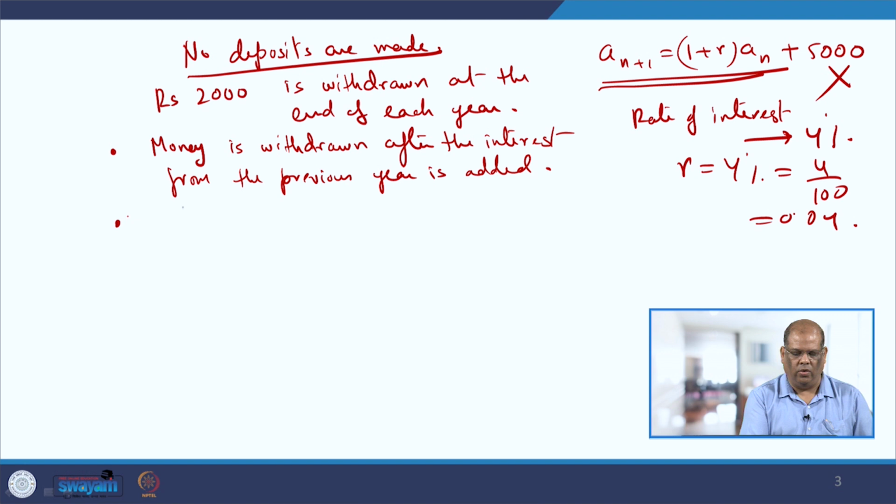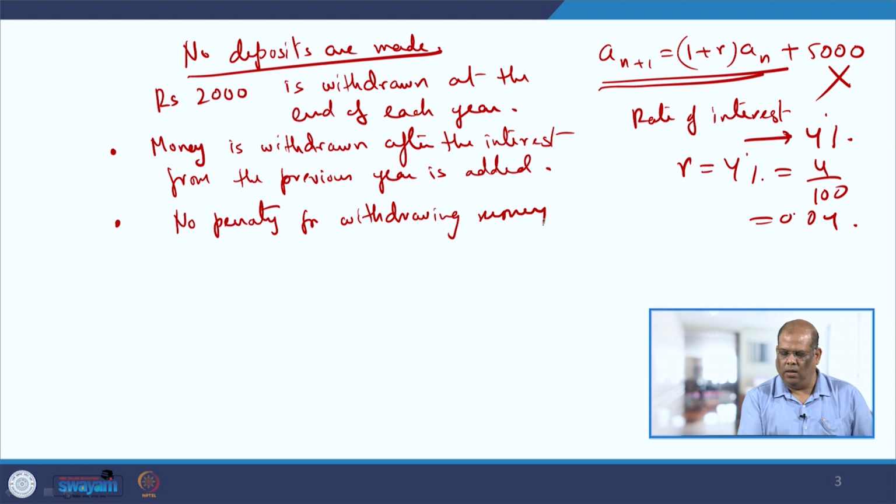And number 2, no penalty for withdrawing money. The bank has given a special offer. The offer is that yes, it is a savings account, but your interest gets compounded. In such a case, the bank can put some clause that if you have an early withdrawal, then we will put a penalty. But in this case, there is no penalty on withdrawing the money, and money will be withdrawn after the bank deposited the interest.